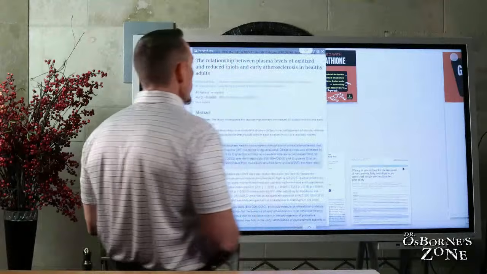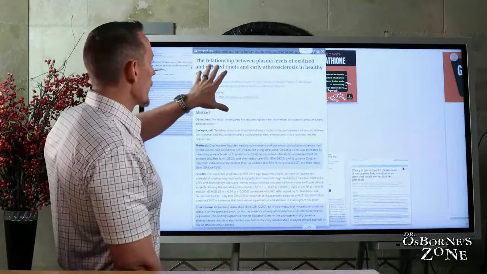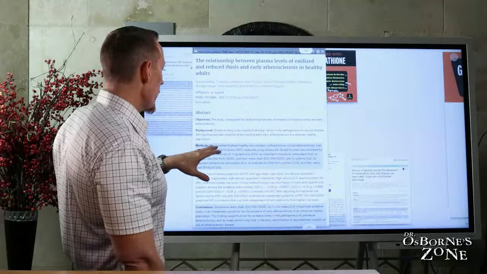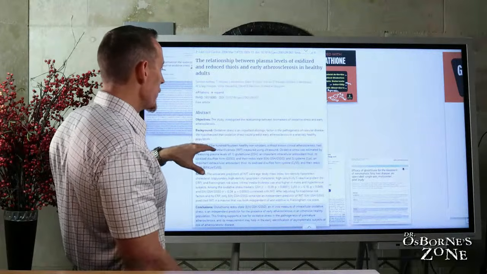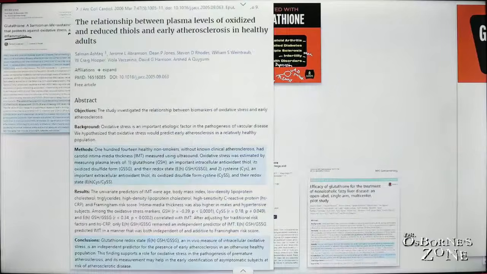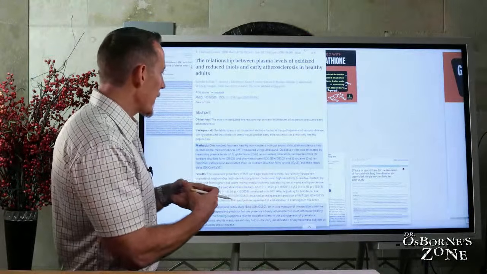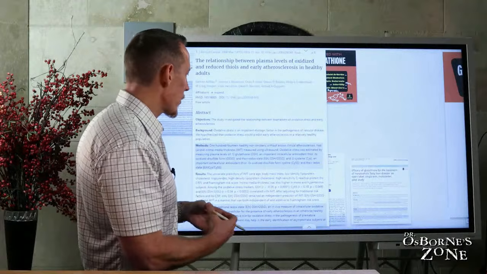You can see here research in atherosclerosis. So they did a study, and this is a human study, on 114 healthy non-smokers without known clinical atherosclerosis who had carotid intima-media thickness measured. In other words, this is a test that measures the carotid artery and whether or not there's any type of atherosclerotic plaquing in that artery.